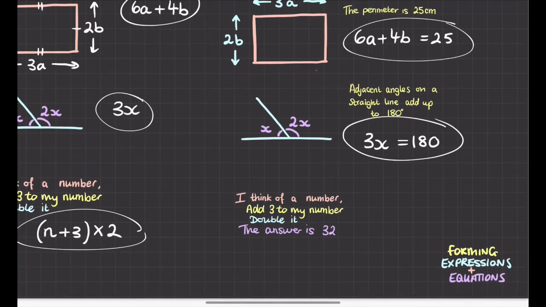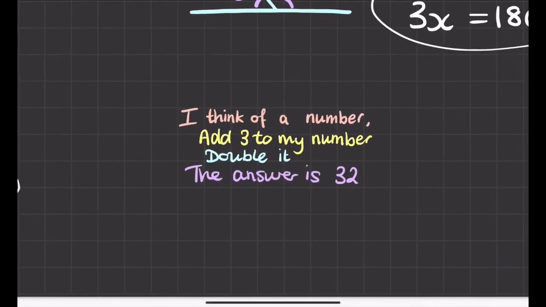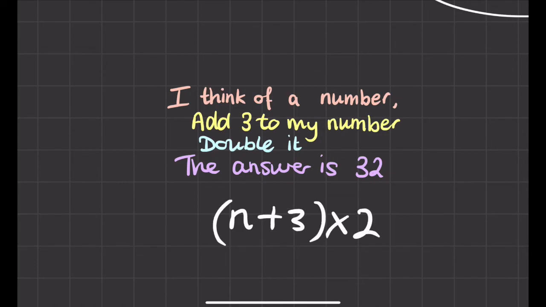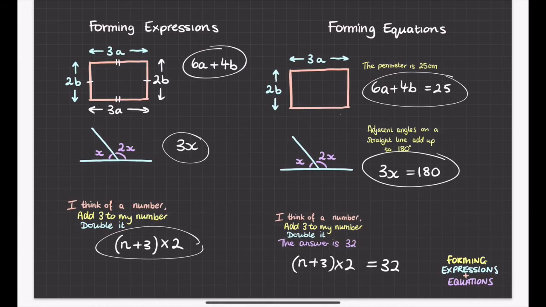Right, one more at the end here. So we said I think of a number, I add 3 to my number, and then I double it, and they've told me the answer. They said the answer was 32. So I could make an equation. So let's write out an expression first. I think of a number, n, I add 3 to my number, then I double it, and they've told me the answer. They've said this answer is 32. So that is an equation. Okay, so just notice the difference there between the expressions and the equations. Equations have equal signs, expressions do not.